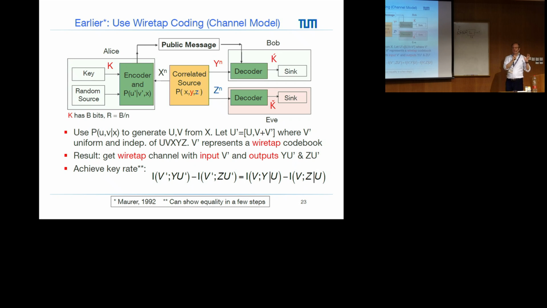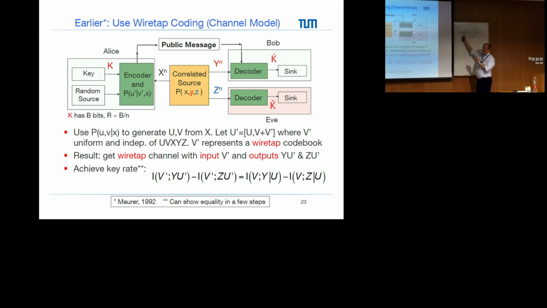All he did is he realized I can take Csiszár–Körner wiretap channel results, apply it to this new problem, and I get these results. Okay. Now he didn't have the U's and V's. He just worked with X.